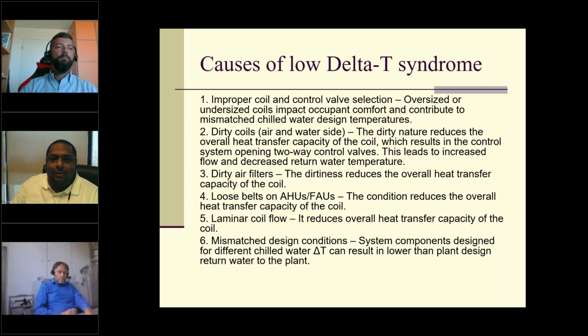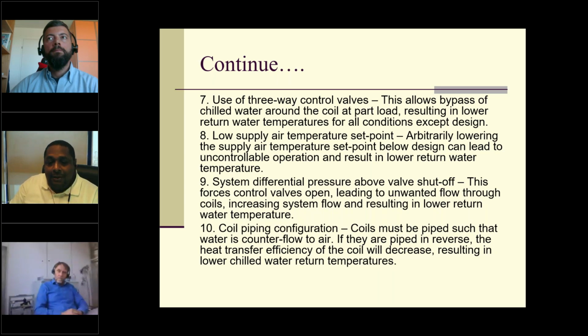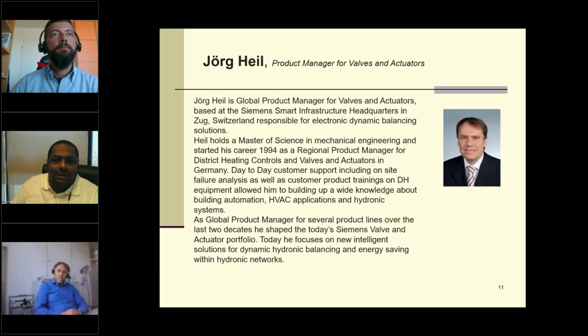Many consultants used to over-design the buildings, creating this low delta T syndrome in the building. Using a three-way valve to control the flow is one of the conditions, as are low supply air temperature and system differential pressure above the valve shut off. Using a typical on-off valve in your FCU, coil piping configuration, plant chilled water mixing, and the loads that you can have in the plant itself if they use secondary pumps not really managed through the delta P in the network, or building decoupler flow from the chilled water supply. All of these causes can create the low delta T syndrome.